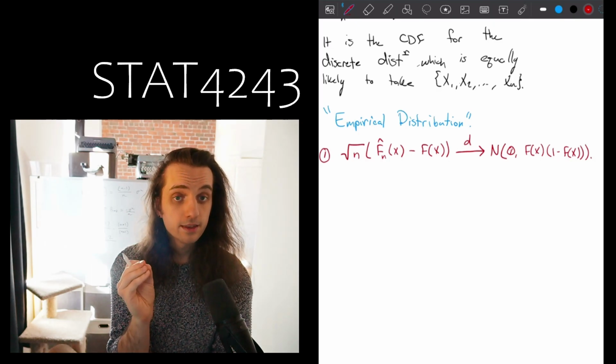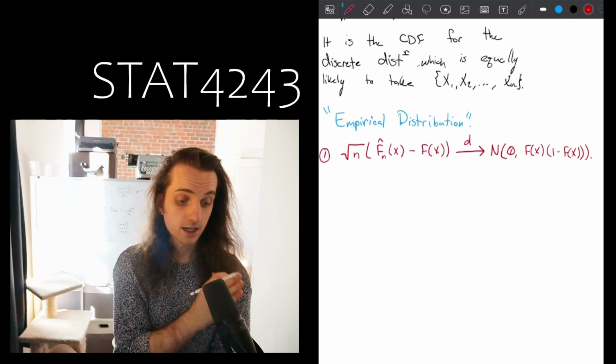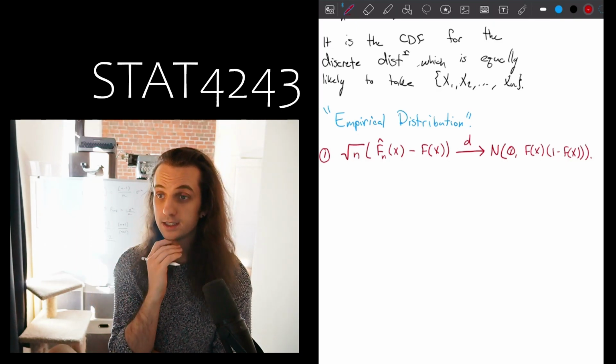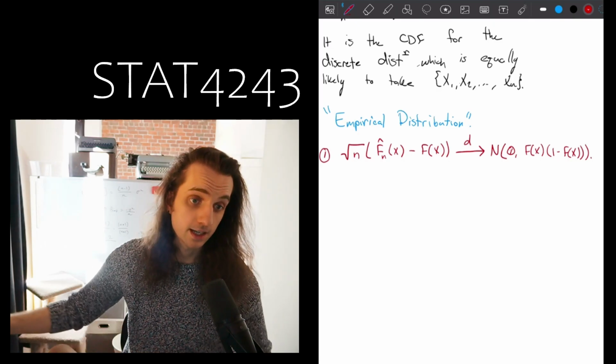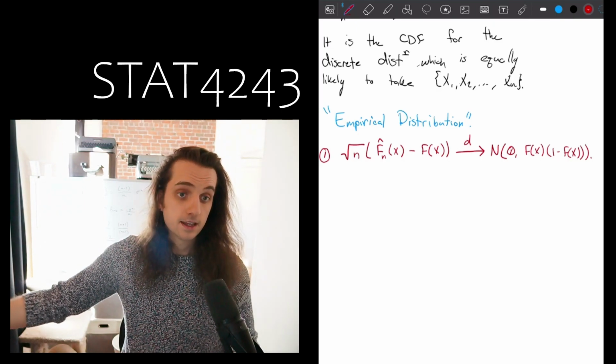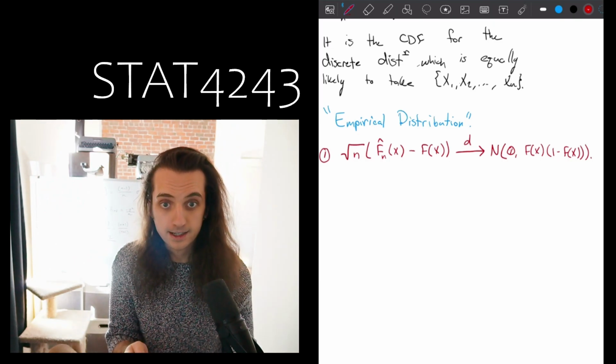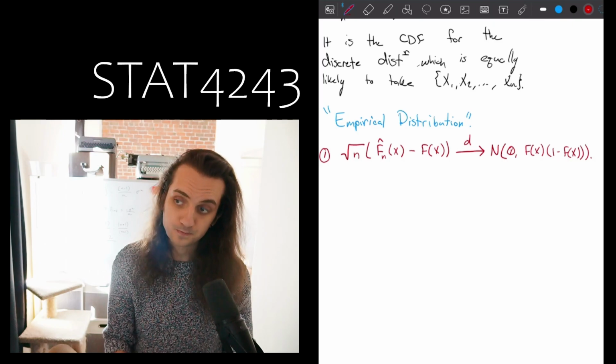Now, both the central limit theorem and the laws of large numbers, when applied to the empirical CDF, give us results that rely on pointwise convergence, right? So this is saying for each value of x, this is going to be true.